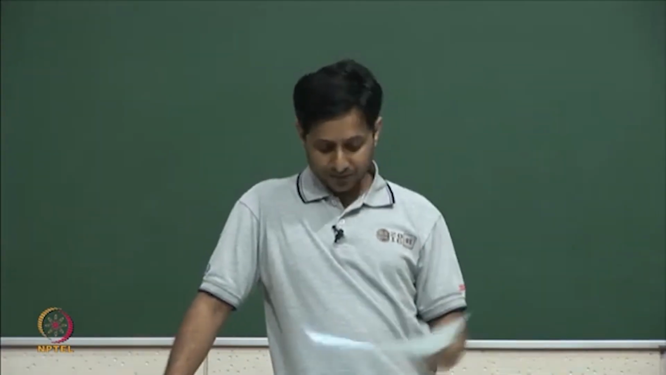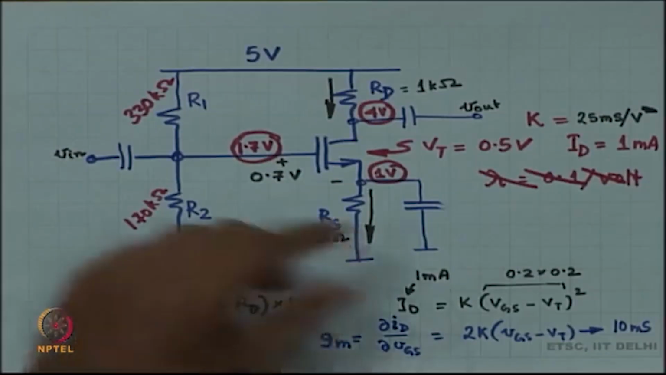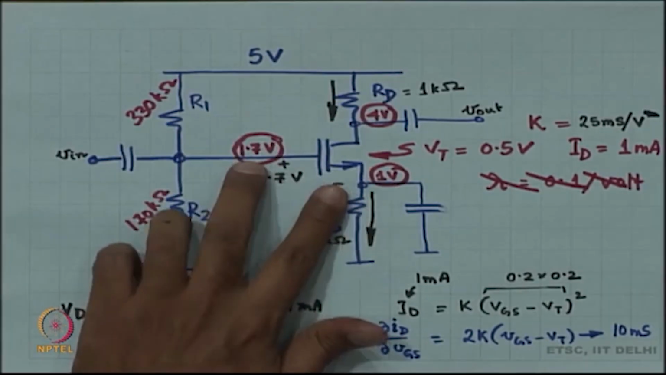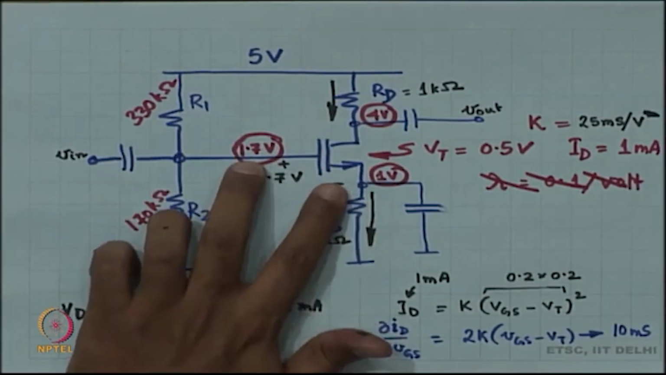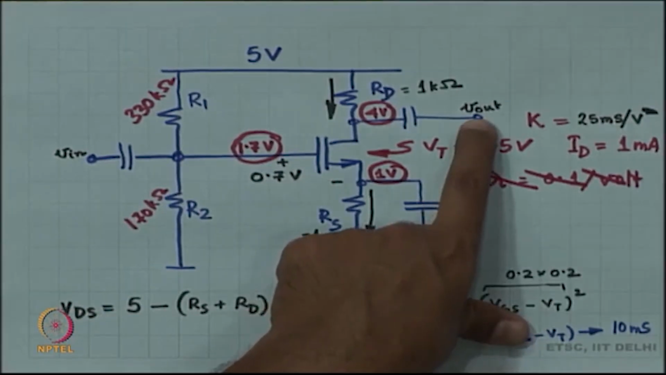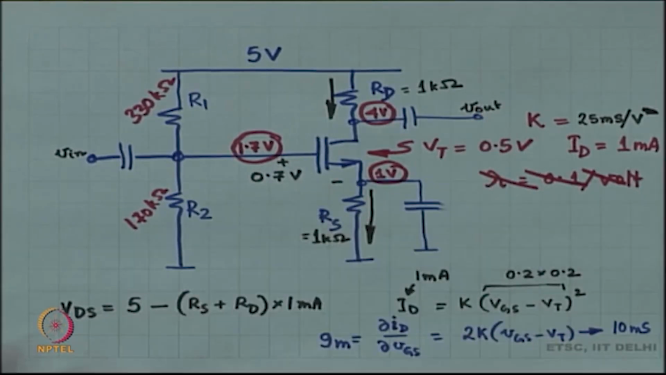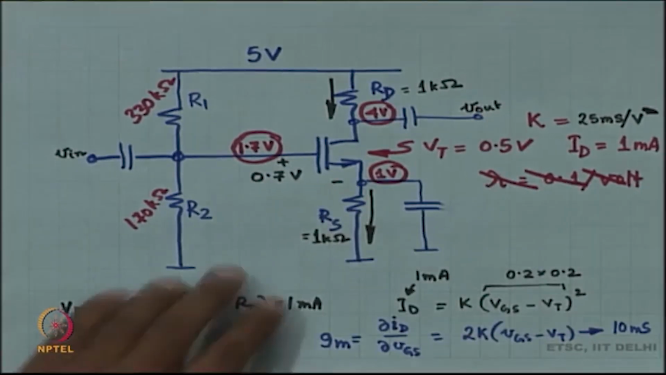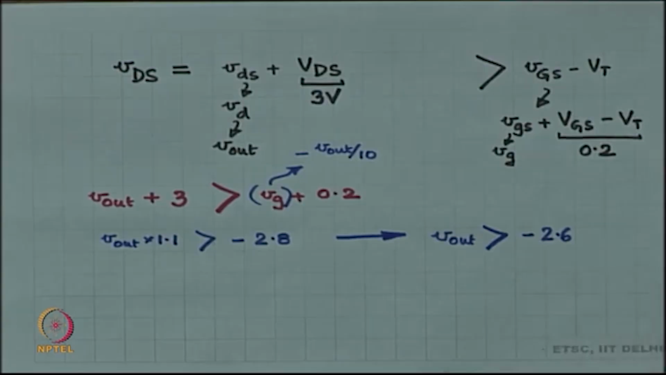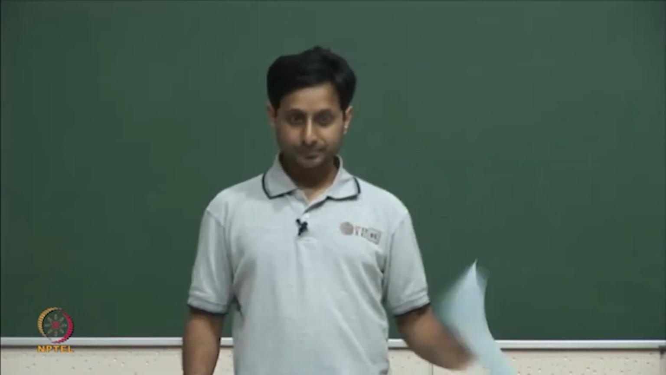So, just by observing that the drain to source voltage has to be always greater than gate to source voltage minus Vt, I found a limit as to how much can possibly be the amplitude of V out. V out can't dip by more than minus 2.6 volts, because if it does so, then the MOSFET will move out of saturation. It will fall into the linear region of operation, and that is not very good. Okay.